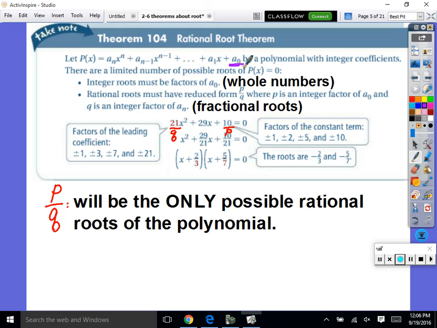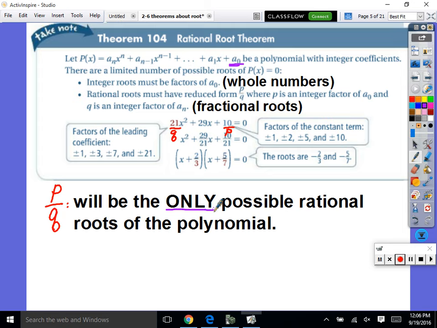So what we're going to do is list out factors of p, list out factors of q, and then look at all possible p over q's. These are going to be the only possible rational roots of the polynomial. If they're rational, that means they can be written as a fraction. Does everybody kind of understand? You probably don't understand the rational root theorem just from reading that. Do you understand the general idea? Okay, so let's go to our first example here.